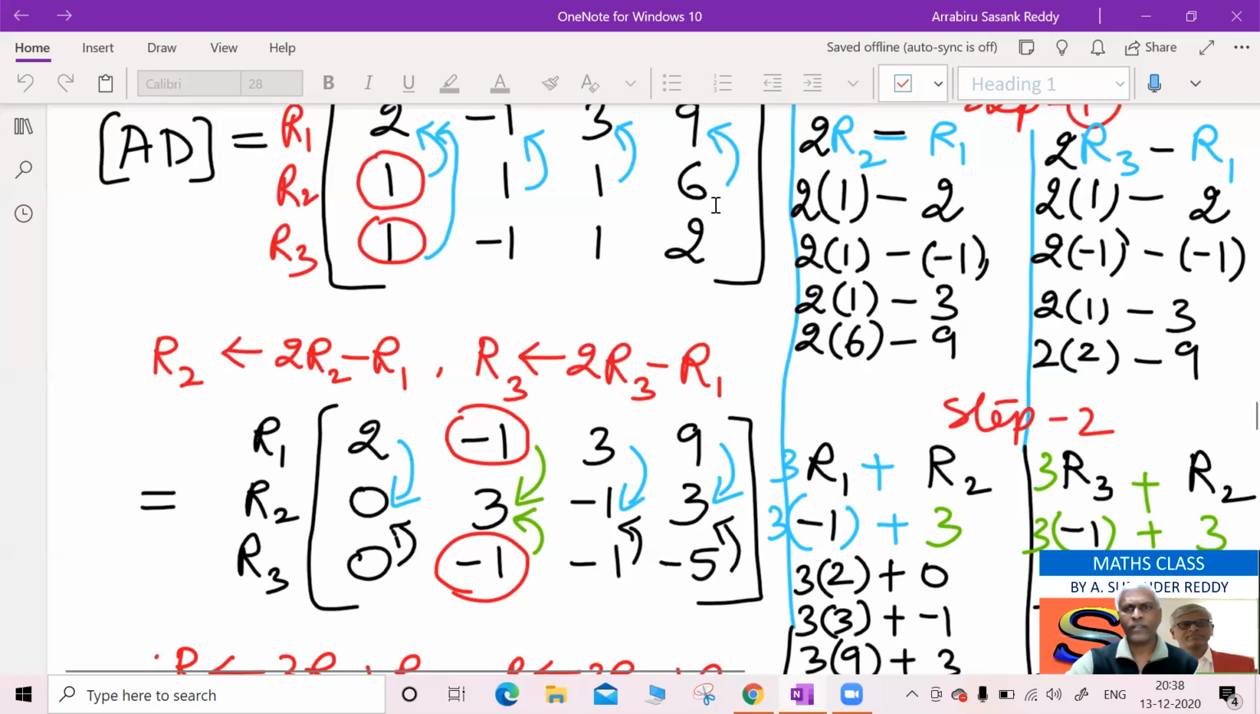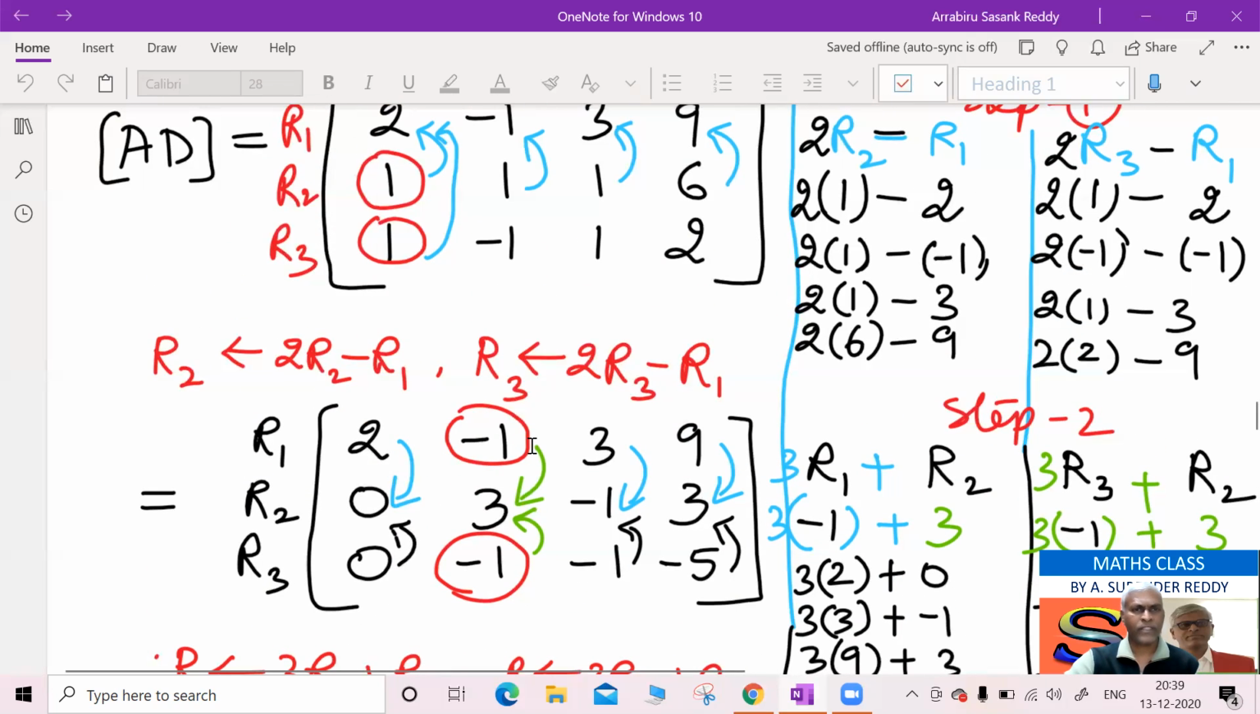So 2 and 1. R3 value 2, R1 value 9. 2 into 2, 4 minus 9, minus 5. So R3 changes to 0, -1, -1, -5.